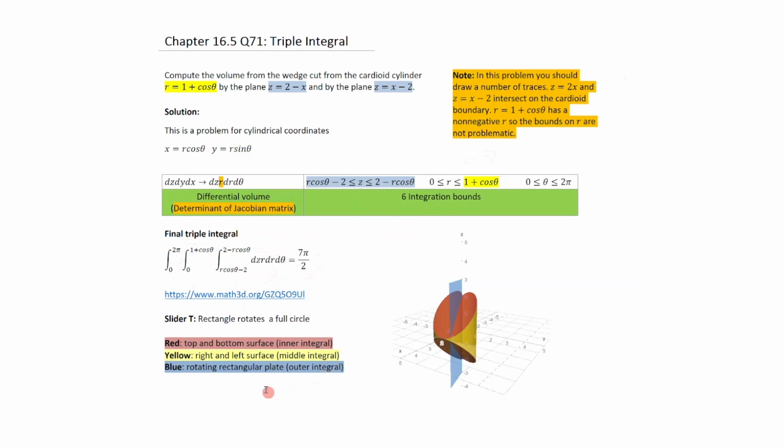And again, in this case, if you want to look at the bounding surfaces, you have the red and the bottom, which are actually planes, and that would be two bounding surfaces. That would be for the inner integral. And then you have this yellow one, which would be an actual cylinder that goes to infinity, right? And that would be the surface representing the middle integral. And finally, the blue plate that you see here, which is a half plane, this will rotate, it's determined by the slider t, a full 360 degrees. That sweeps out the angle theta. And again, in this case, since theta is fixed, r can be any number, though it goes out to infinity, and z can go to positive or negative infinity.